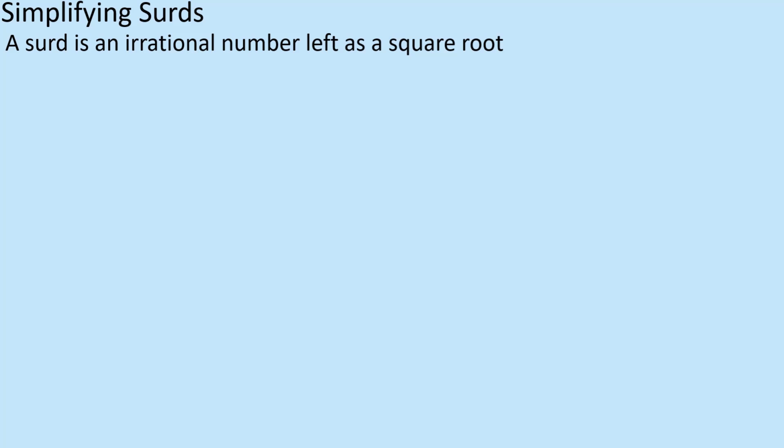If you're not sure what a surd is, it's essentially a square root of a number which does not give a whole number. So a surd is an irrational number left as a square root. That's how it's termed.